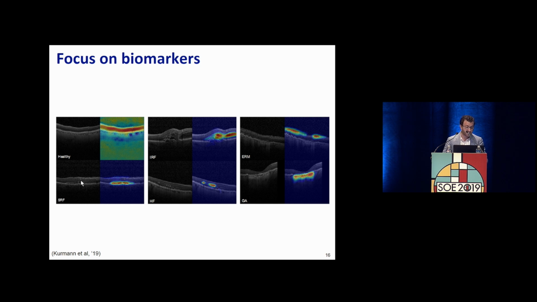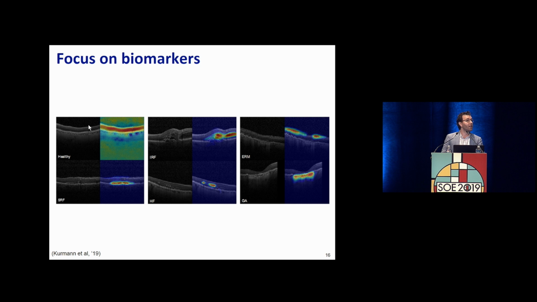So on the far left here, on the bottom left, we have SRF. It's a little hard to see at this scale, but you can see in red the areas of the image which are focused on by the system to make its decision. And it happens to coincide pretty well. HF, so hyperreflective foci, are pretty much lining up with this pattern that's happening, as are IRF, ERM, and GA as well.